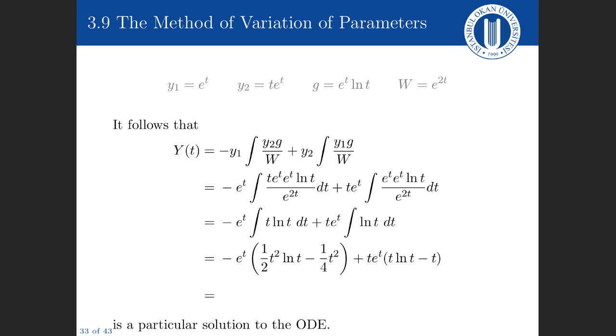Here we go. Calculate these integrals and then simplify. We find that a particular solution is a half ln t minus 3/4, all multiplied by t squared e to the power t, which is exactly the same answer that we found.